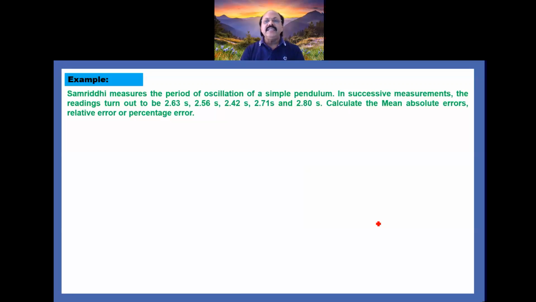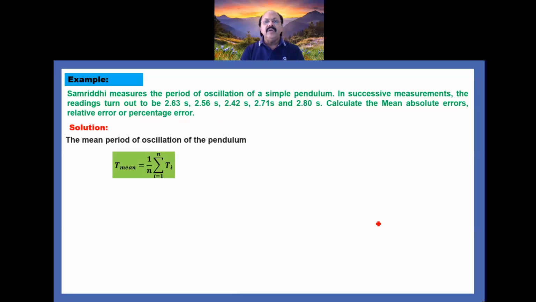First you see what is given. The time periods are given, that is, the individual measurements are given. T1 is 2.63 second, T2 is 2.56 second, T3 is 2.42 second, T4 is 2.71 second, T5 is 2.80 second. First of all we have to find the true value, that is the arithmetic mean of these observations. So T mean equals 1 upon n, sigma i equal to 1 to n, Ti. Take the arithmetic mean.